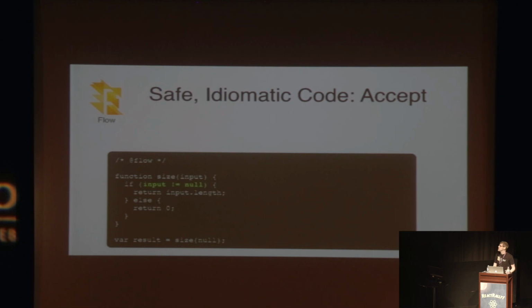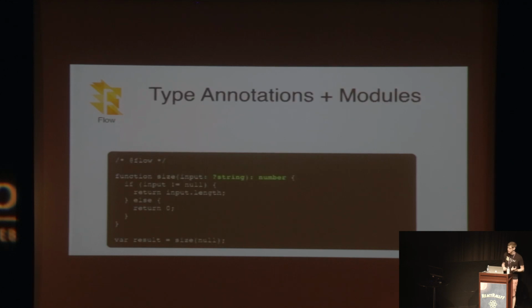Now, I've been showing you a bunch of examples so far that are just raw JavaScript, with no additions except that comment at the top. But the truth is, sometimes type annotations are actually useful. There are a couple of reasons why you might want to add type annotations, and Flow does support this.